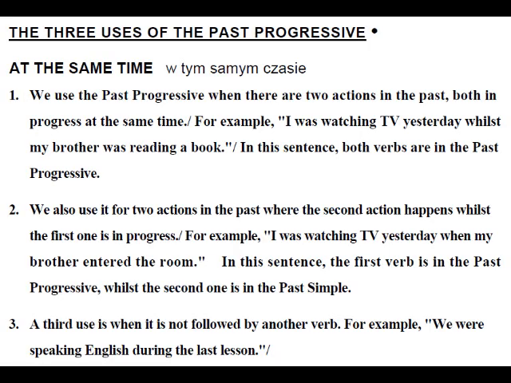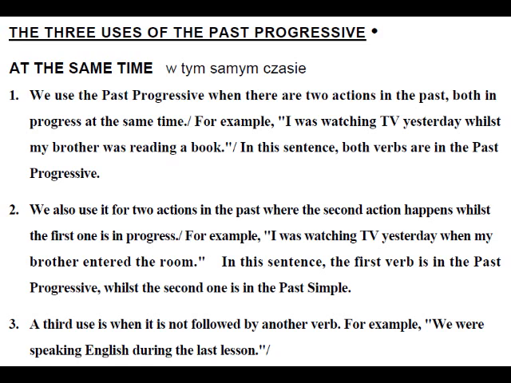The three uses of the past progressive. At the same time. 1. We use the past progressive when there are two actions in the past, both in progress at the same time. For example, I was watching TV yesterday whilst my brother was reading a book. In this sentence, both verbs are in the past progressive.